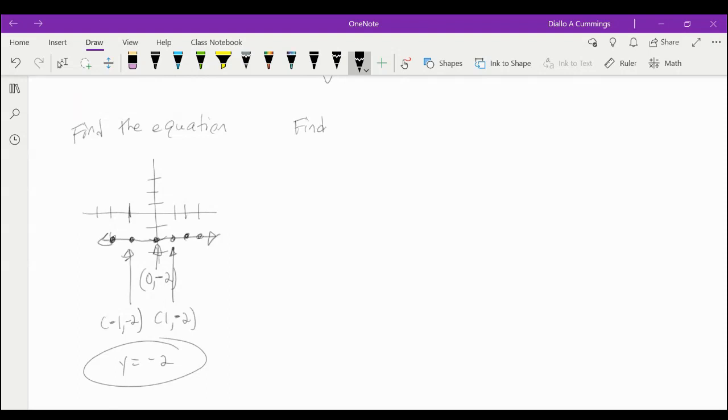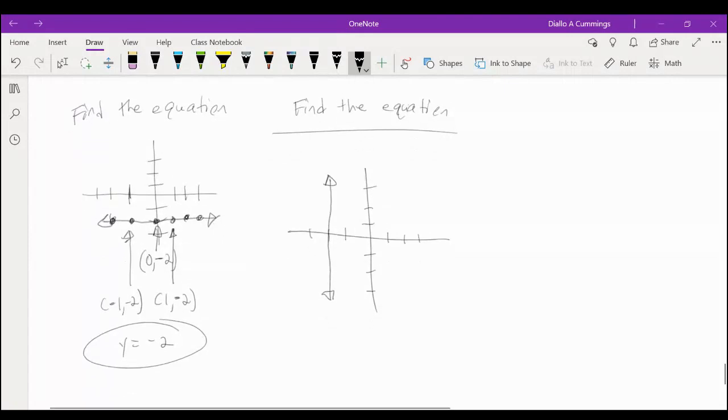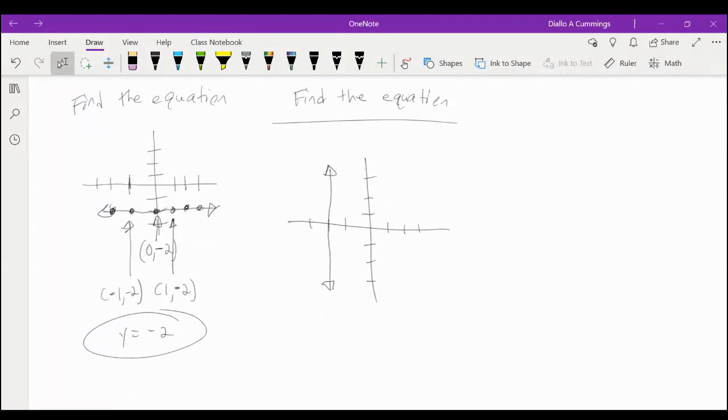Okay, so now we're going to find the equation for this graph. Again, I'm just going to go out to 3 places in all directions, and I'm going to draw it here. So let's say you were asked to find the equation for this graph.